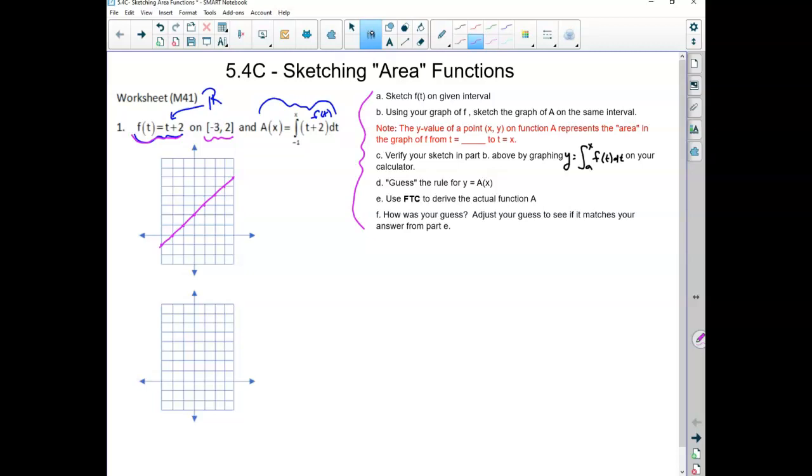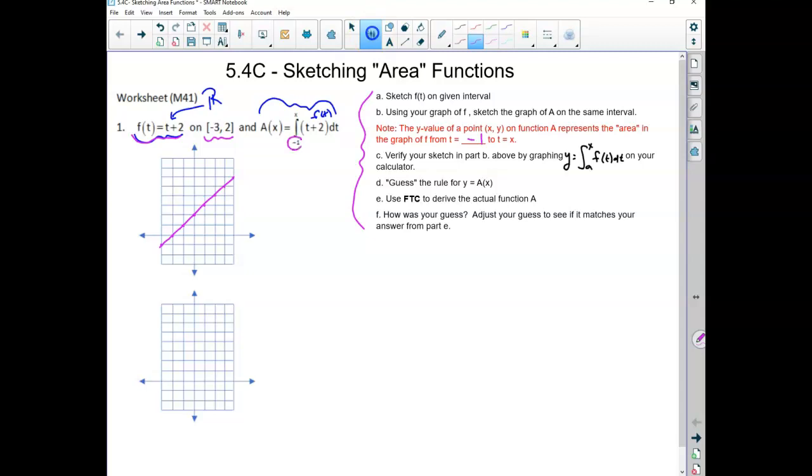Using your graph of f, sketch the graph of A on the same interval. That's why I have another graph below it here. Note the y value of a point, (x, y), on function A represents the quote-unquote area in the graph of f from t equals, in this case, -1 to t equals x.